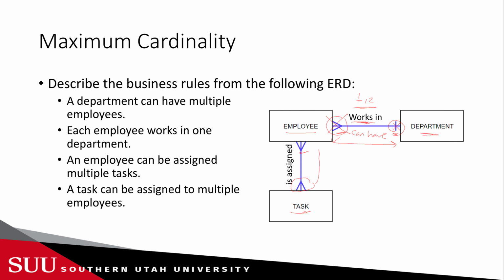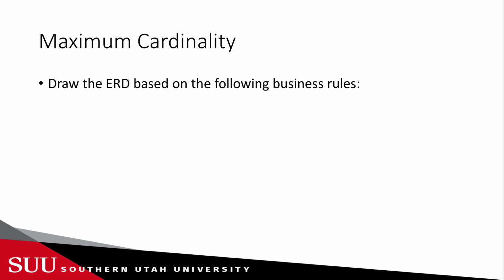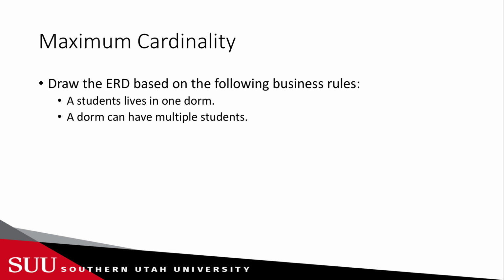And these are the business rules we just extracted from this ERD. Let's have just two more examples. So draw the ERD based on the following business rule. This is a typical question that you might face. So a student lives in one dorm, and the dorm can have multiple students. Again, the easiest way is to analyze the problem that we have. So I have two cardinalities for this relationship. So if I'm going from student side to dorm side, and if I'm going from dorm side to student side, then what are my constraints?